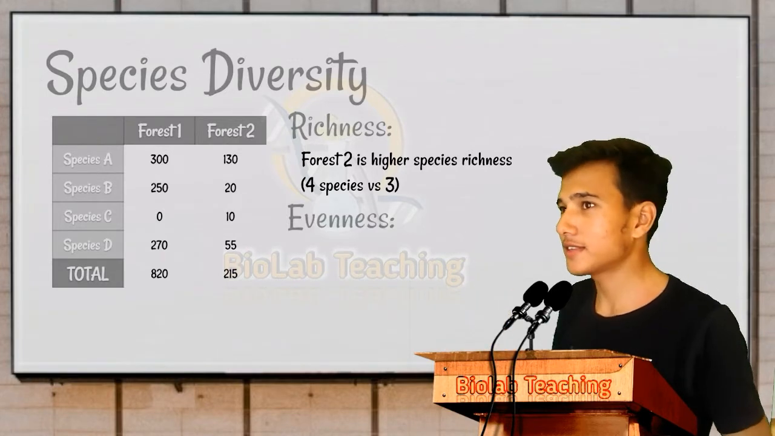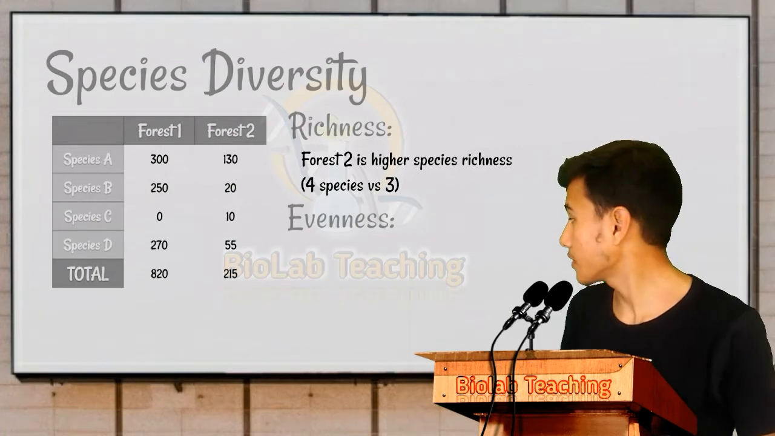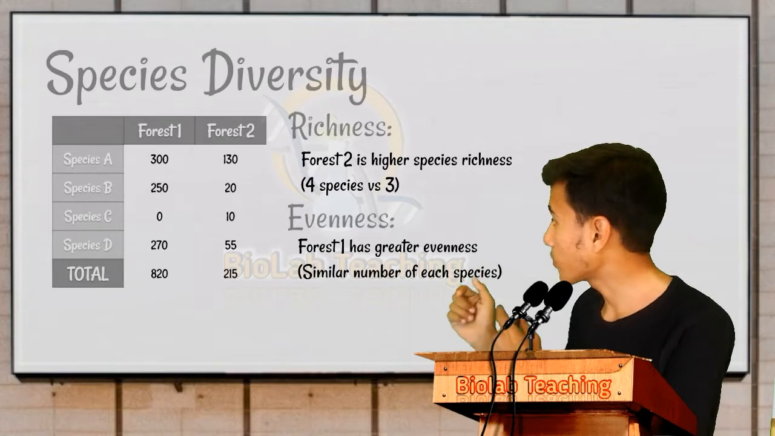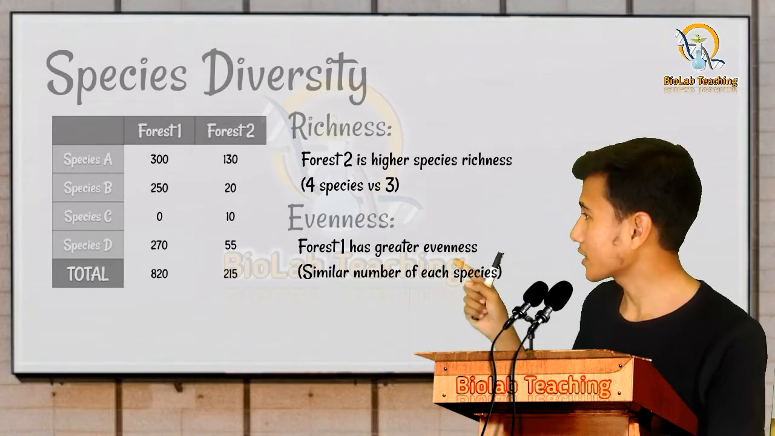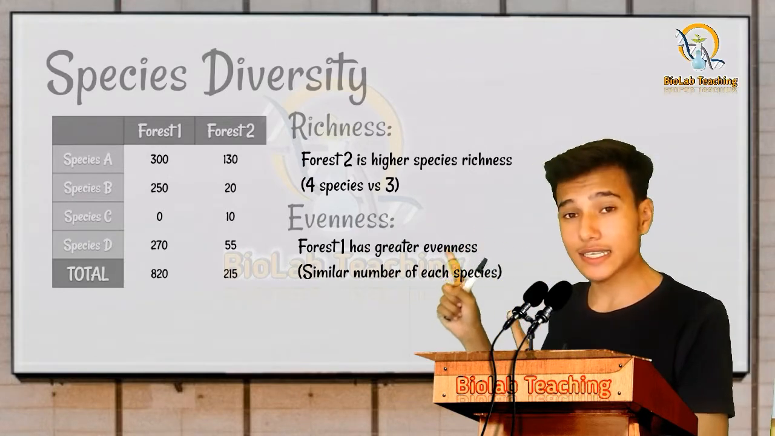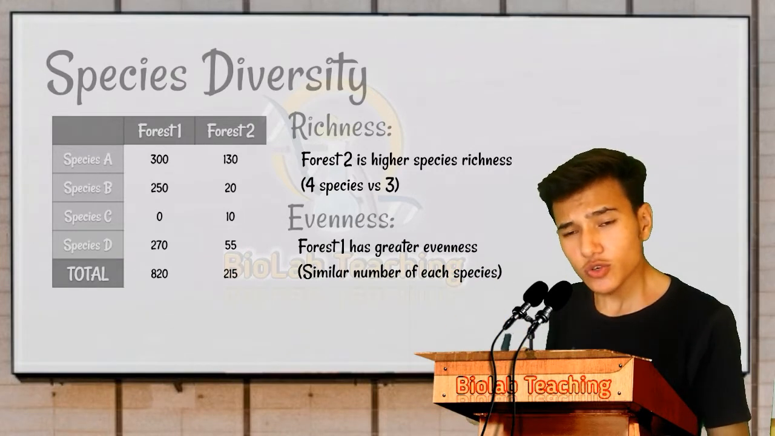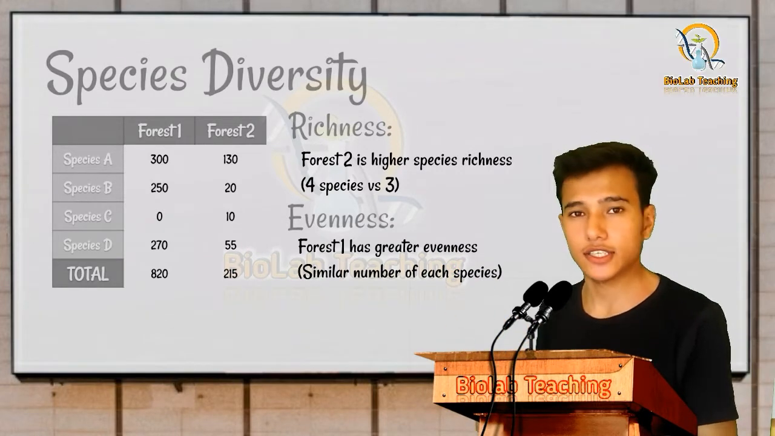Notice that it's got 0 of species C, so it's only got 3 species present there. In terms of evenness though, forest number 1 is more even because there are more similar numbers of each. They all range in population size from 250 to about 300. So they're all quite similar numbers.